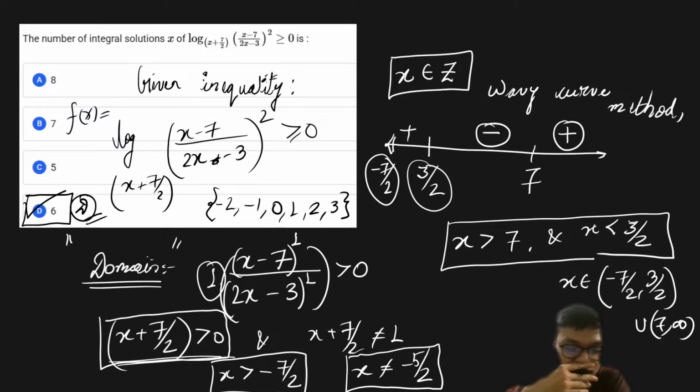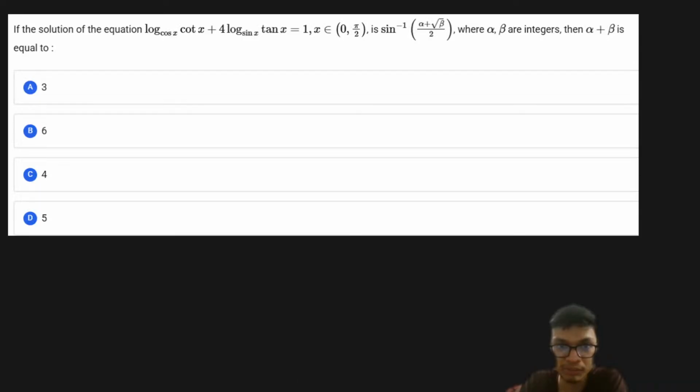Okay, so let us proceed with the next problem then. So this is clear to all of you. So we'll have 6 integral solutions that will exist in x, right? All right, so let's proceed with the next problem.